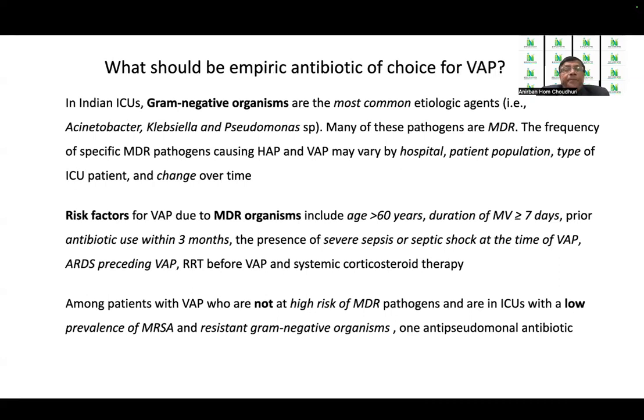Now, what should be the empiric antibiotic of choice for VAP? In Indian ICUs, gram-negative organisms are the most common etiological agents because VAP is acquired in the hospital setting, and in the hospital setting, the commonest organisms are gram-negative: E. coli, Pseudomonas, Acinetobacter, Klebsiella. Many of them are multi-drug resistant. The frequency of specific MDR pathogens causing HAP and VAP may vary by hospital, patient population, and type of ICU patients, and they can change over time.